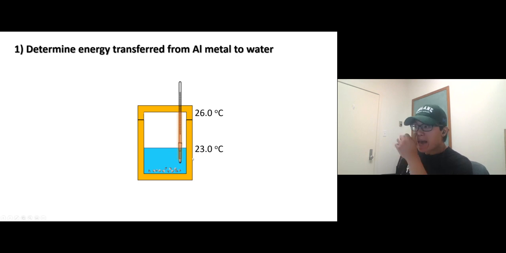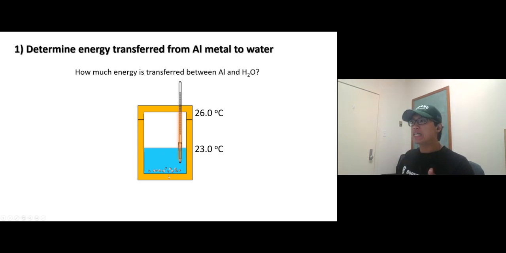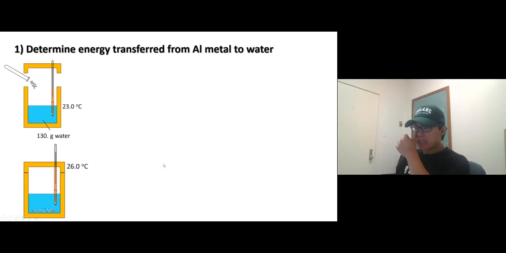So we have equilibrium. Everything will be at a temperature of 26 degrees Celsius, both aluminum and water. This is at equilibrium. So how much energy is transferred from aluminum to water? You can do this calculation. Aluminum loses heat, water gains heat. It's just the basic law of conservation of energy. On the water side, we know everything about water. So q = m c delta T: the mass of water, the specific heat capacity of water, and delta T, the temperature change from 23 to 26 degrees Celsius.